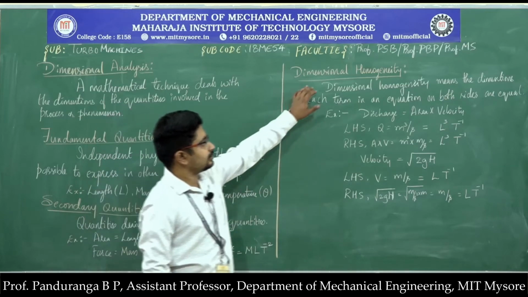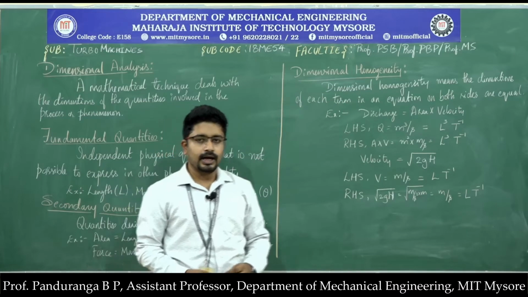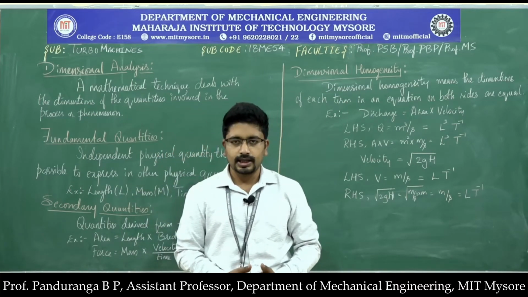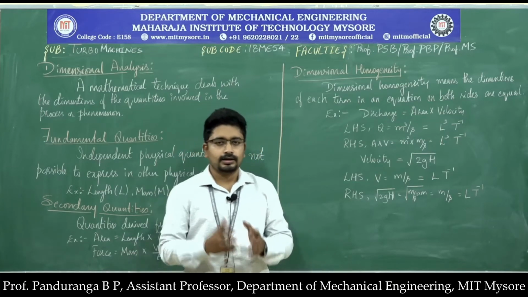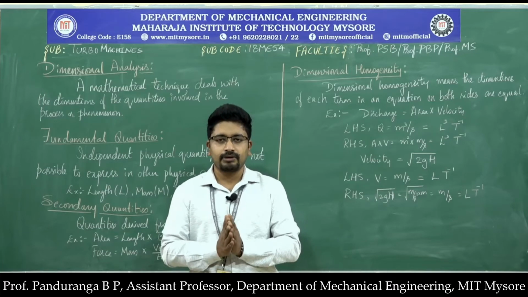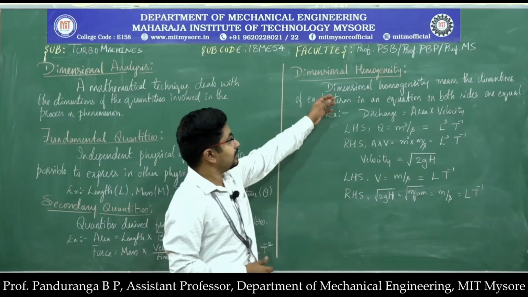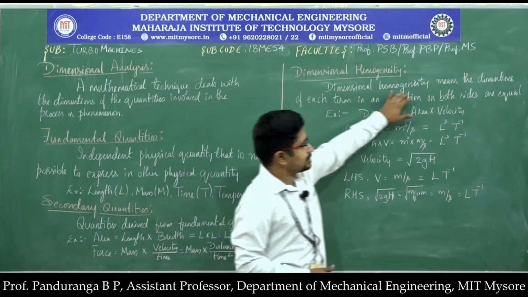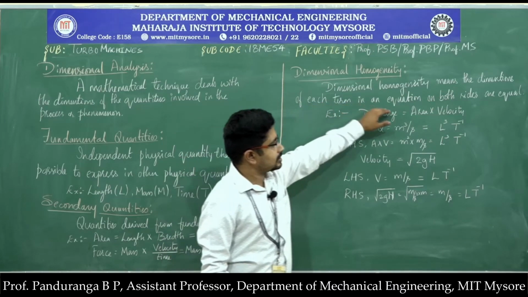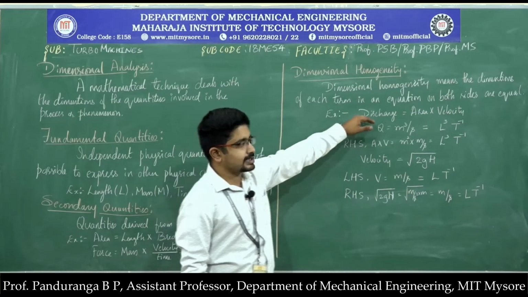Then we have to see dimensional homogeneity. If I have an equation and I say that the equation is dimensionally homogeneous, it means that the right hand side and the left hand side of the equation have the same powers for the fundamental dimensions present in each term. It can be stated as: dimensional homogeneity means the dimensions of each term in an equation on both sides are equal.